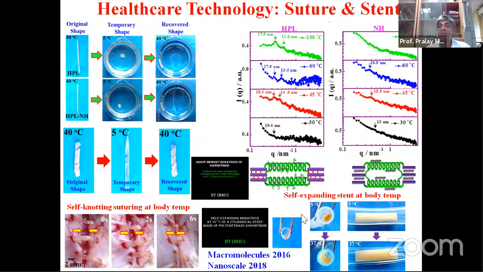Another application of the same shape memory is the stent. We put this material within a cylinder, or a tube basically. Now we put these in 40 degrees centigrade or 37 degrees centigrade water, and it regains its shape. Then it will act as a stent material because it remembers its previous shape. So through shape memory polymer, one can develop the stent material.